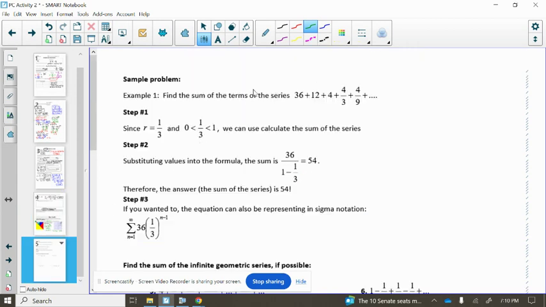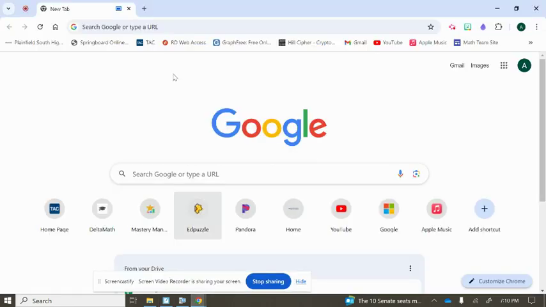So here's some sample problems. If we check this out, first and foremost, you're always going to want to check your r, because if the r value is not in between -1 and 1, it's not going to work out. So if we check out this example, 1/3 is our r value this time, so this is going to work out. And then we plug in our first term and our r value, and we see that our series is converging to 54. Now, why is this working out like that?